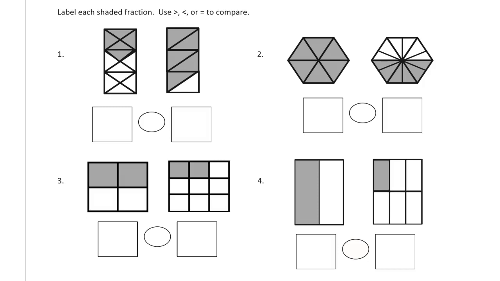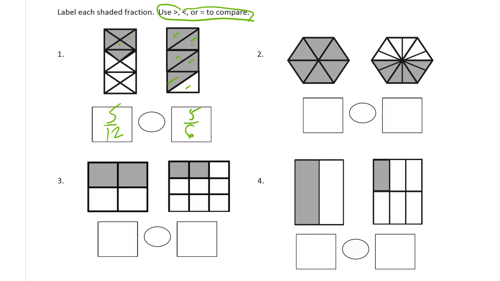It says labeling each shaded fraction, and we'll use greater than, less than, or equal to signs to compare. Now let's look at how many equal parts there are. 1, 2, 3, 4. And there's 1, 2, 3 of those. These are twelfths, and there's 5 of them shaded in, so it's 5 twelfths. And this one has 1, 2, 3, 4, 5, 6 equal pieces, so there's sixths, and 1, 2, 3, 4, 5 of them are shaded in, so it's 5/6.